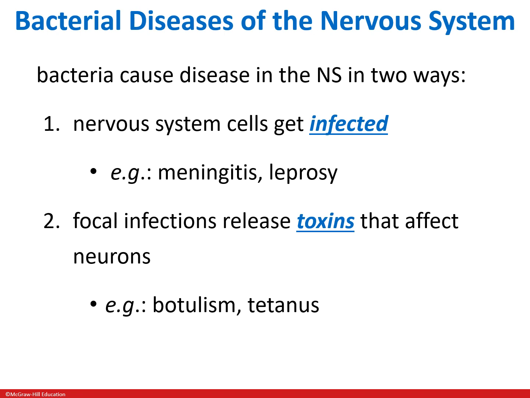neurotoxins. And so recall the term focal infection. You may have an infection somewhere else in the body, but they're releasing toxins that get in the bloodstream and find their way to the nervous system. And so that's what we mean by a focal infection. And so, for example, botulism and tetanus are both examples of that.